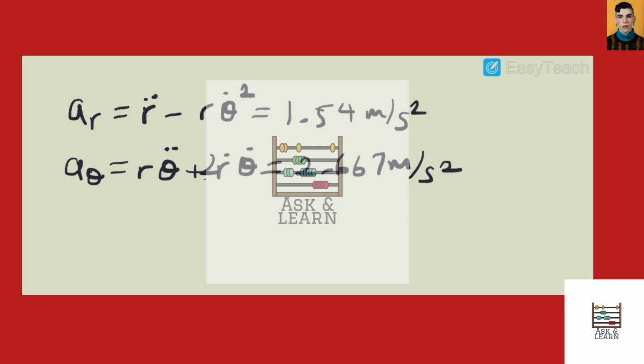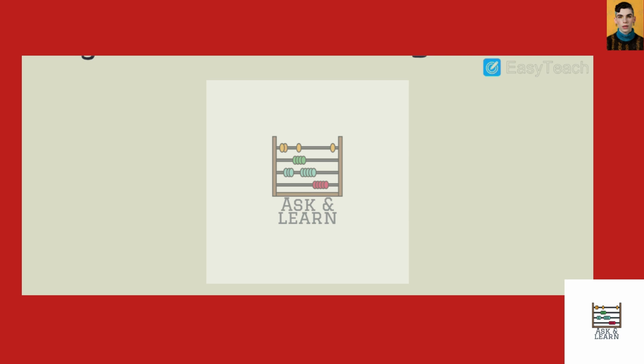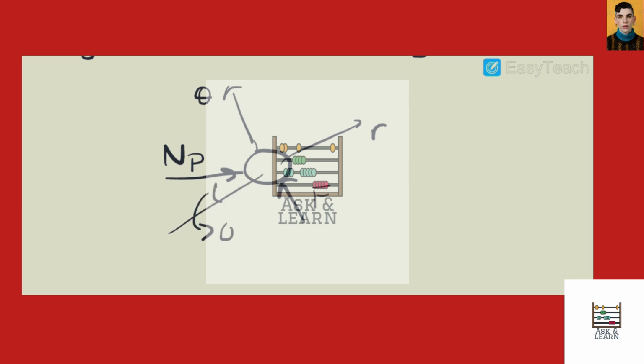Next, what we're going to do is draw our free body diagram. Here's our particle. Here is our normal force on the particle. Here is the force from the rod. And here is our theta direction, and here is our r direction. So we know that the angle theta is equal to 30 degrees, and that's also the same angle here, which is equal to 30 degrees. Remember that we also have our weight force acting on this particle as well.